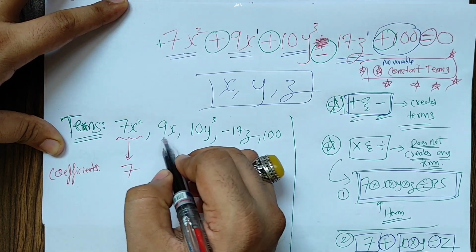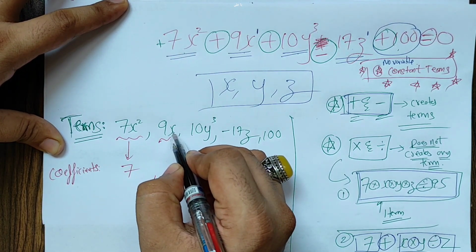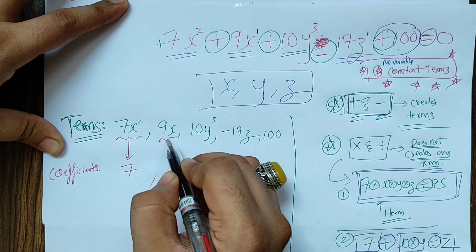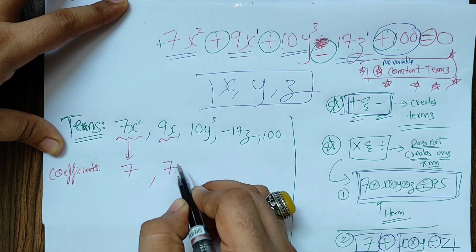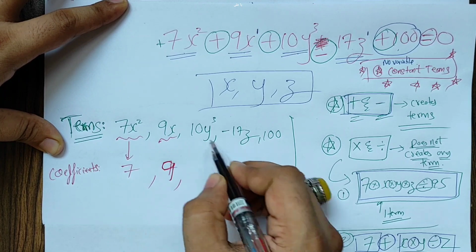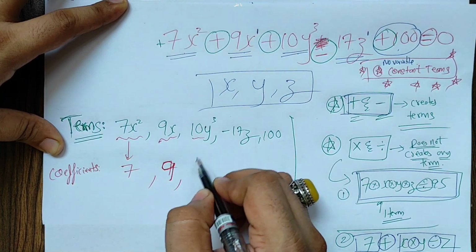Here the variable is x. What is the number along with the variable? It's 9. So the coefficient will be 9. Here it will be 10.